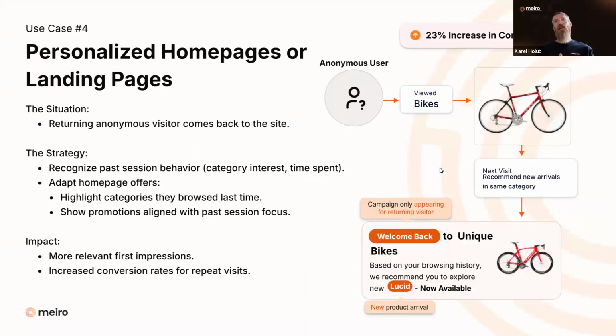Personalized homepages and landing pages, very much in compliance to what I said previously. Based on my previous behavior, on my previous visits, please recommend or show me the products and categories that I'm actually interested in so that I do not have to go to the same category again and again through many, many clicks anytime I visit your website.